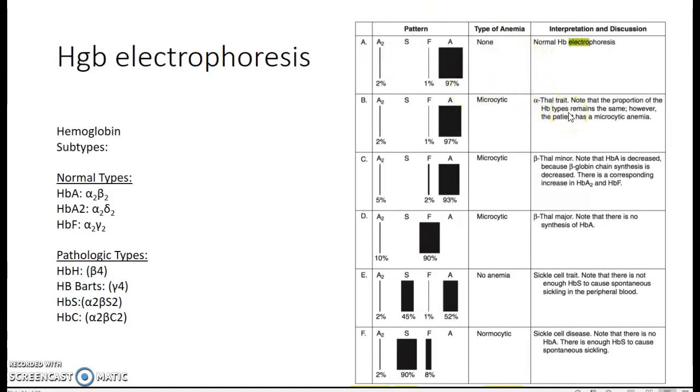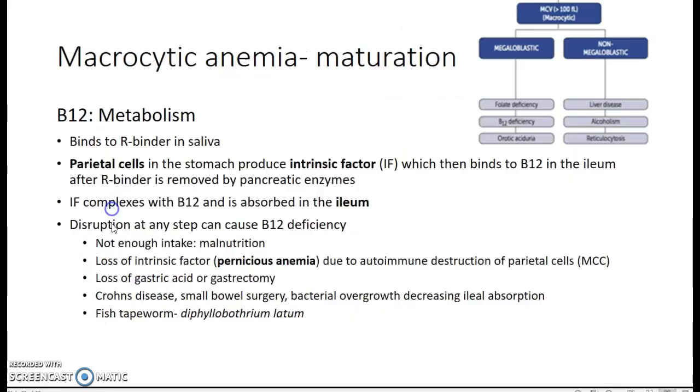In alpha thal, remember you're losing the alpha chain, which is in each of these forms, right? Alpha, alpha, alpha. So the overall pattern is going to be the same in alpha thalassemia. In beta thalassemia, you're going to have relative increases in the other types of hemoglobin, right? The ones with the delta and the gamma chains.